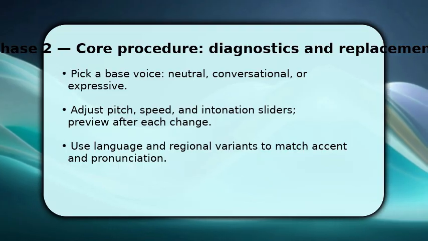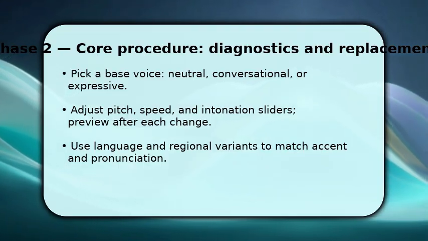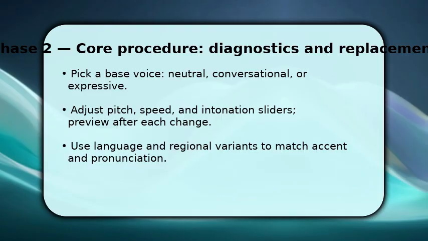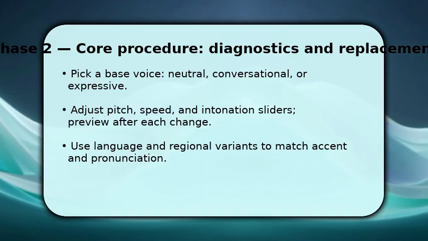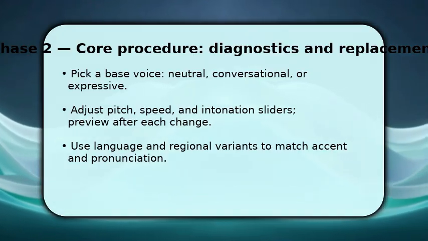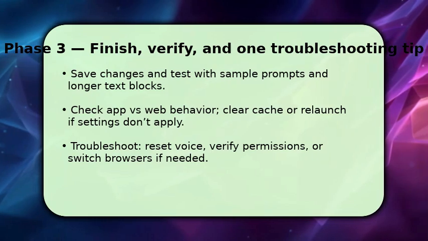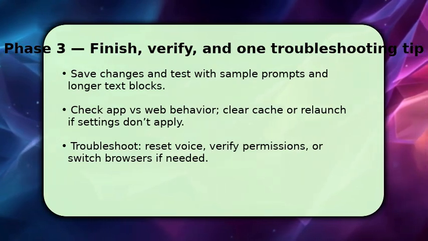If available, choose language and regional variants to match accent and pronunciation. Also, enable any advanced controls for breathiness or emphasis. These refine clarity. Save your configuration, then test with short prompts and longer passages so you judge pacing across durations.